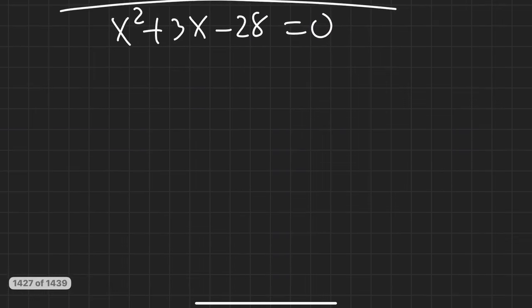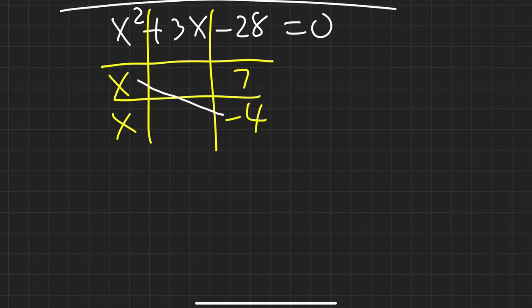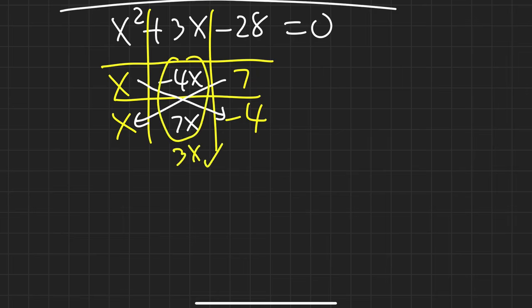We can factor this like what we have been doing. X times x will give us x squared. And to get negative 28, let's see, I'm going to use 7 and negative 4. X times negative 4 is negative 4x, and then 7 times x is 7x. Together, we do get 3x, which is what we want. So two factors, x plus 7, x minus 4.